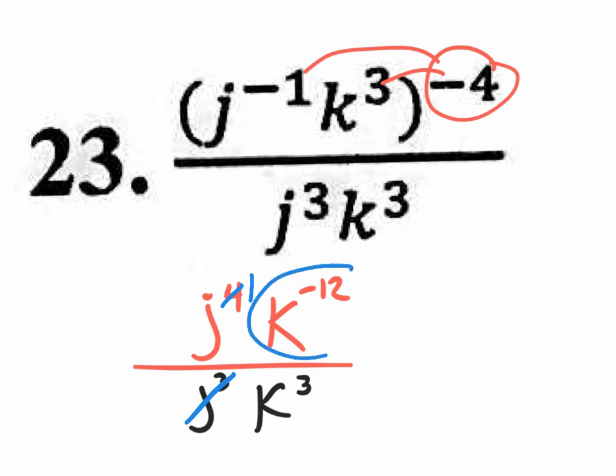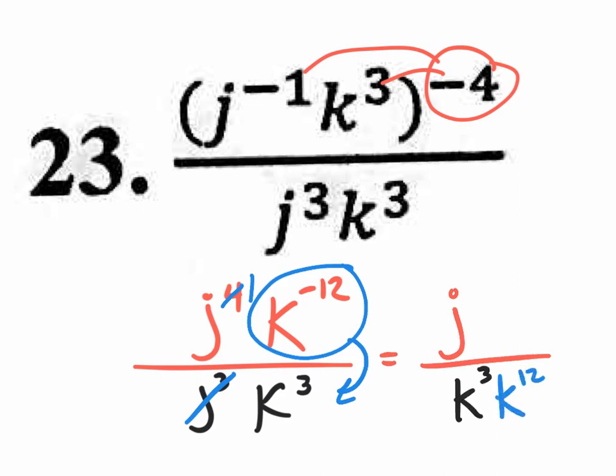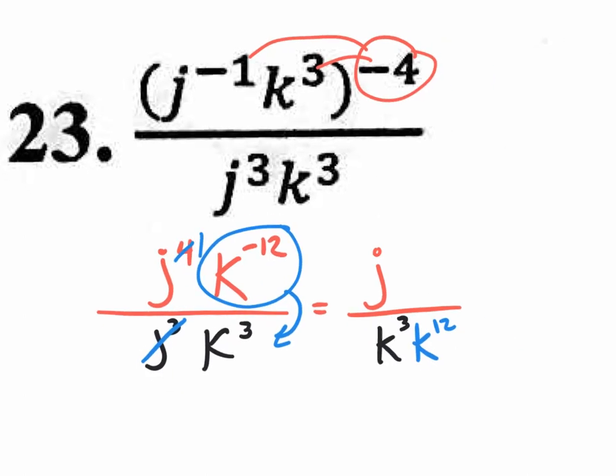And then this k to the negative 12, I'm going to move it down. It's going to become k to the positive 12. So let me start writing my answer here. I still need one more step. I have a j left over up on top. The k to the 12 moves down. My k to the 3 is still down there. And the k to the 12, we said, moves down and becomes positive 12. So my final answer is j over k to the 15.